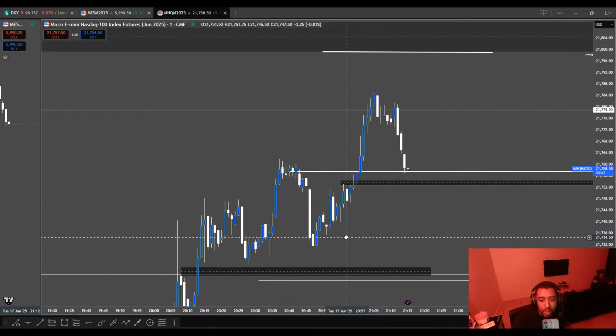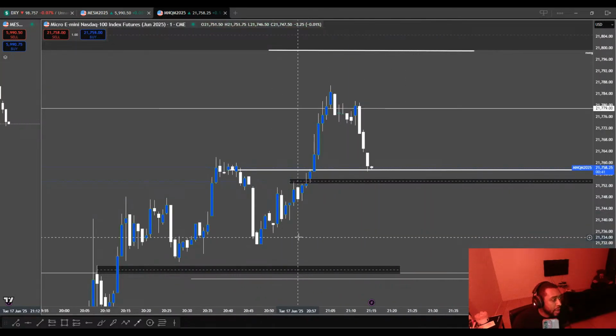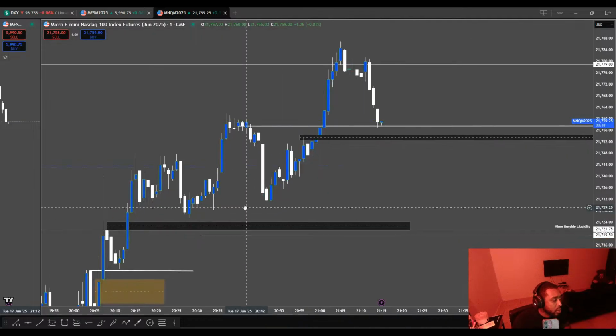And we got no run on sell side. So if it breaks this low, it may come. If it breaks this low, it's probably gonna come down here and sweep some of this.